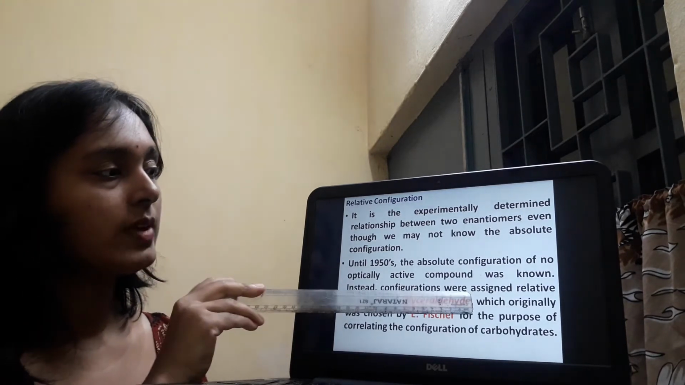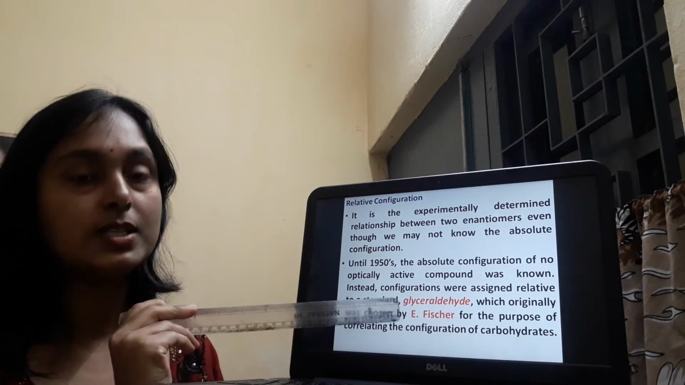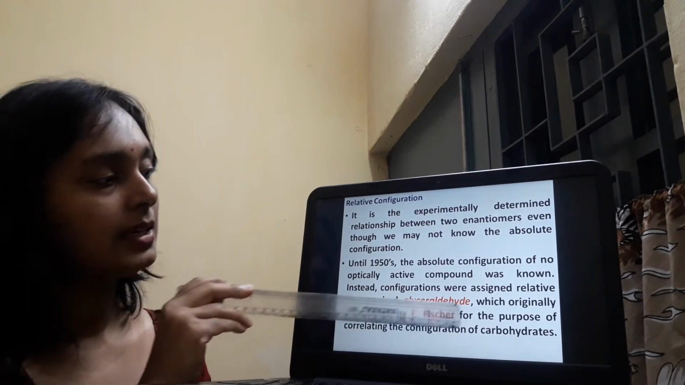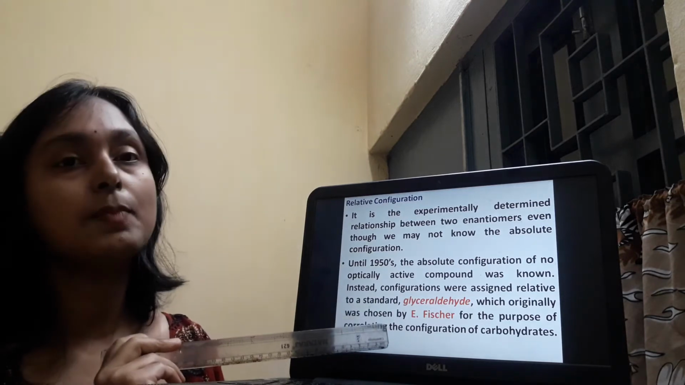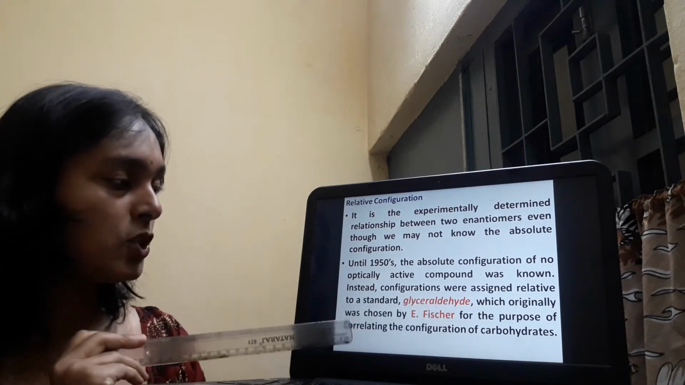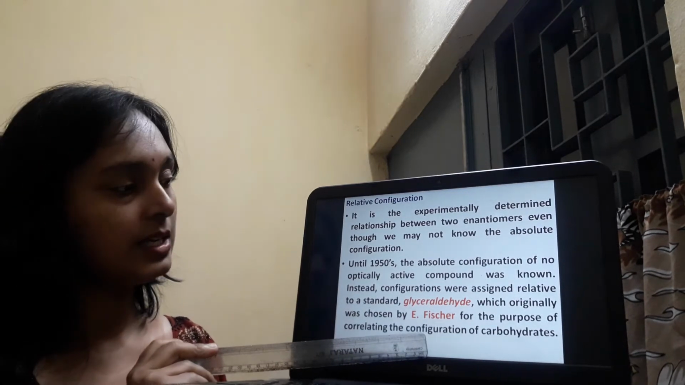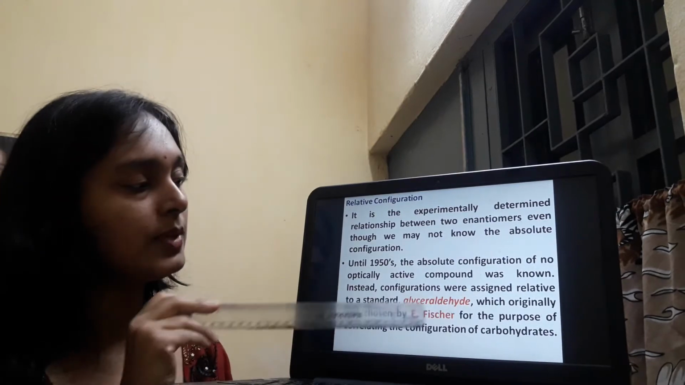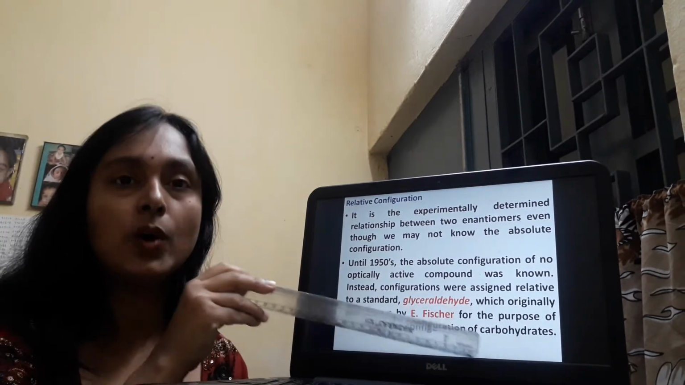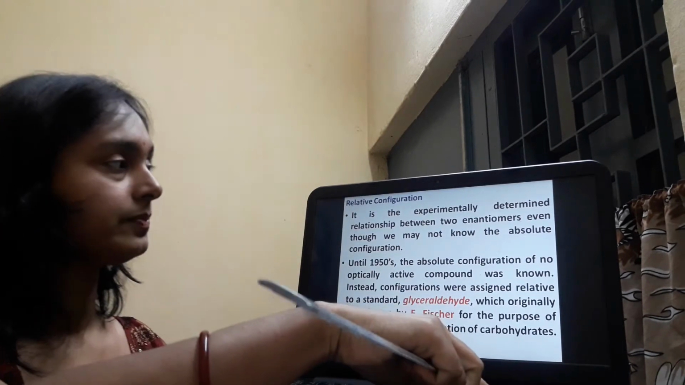Instead, configurations were assigned relative to a standard. One standard was determined, and it was glyceraldehyde, which originally was chosen by Emil Fischer for the purpose of correlating the configuration of carbohydrates. So when he was studying carbohydrates, he found the relationship between glyceraldehyde and carbohydrates to know about the configuration of the carbohydrate.